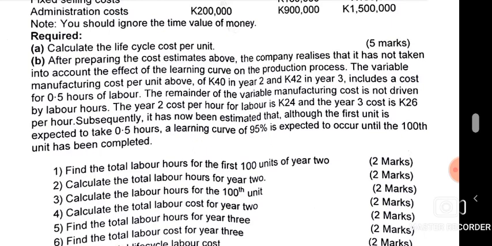Total labor costs. Well, we have the total labor hours. This should be straightforward. We have the total labor hours in year 2, which we calculated in part 2. That was 33,002.56. Those are just in hours. Now, how do you find the costs? We have the paragraph given here: the year 2 cost per hour for labor is 24 kwacha. So it should be straightforward. On the next screen, I'll show you.